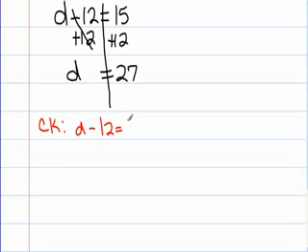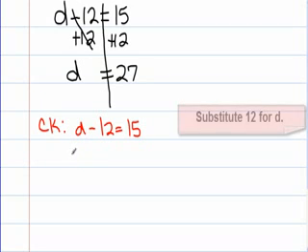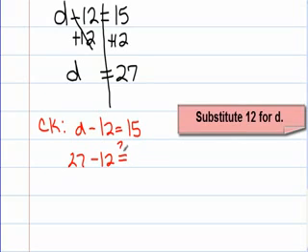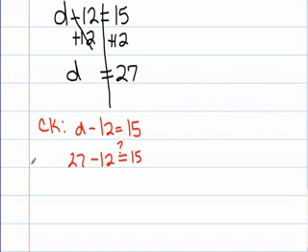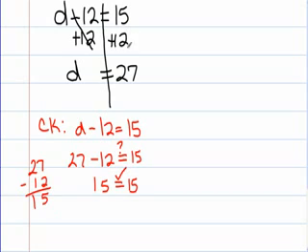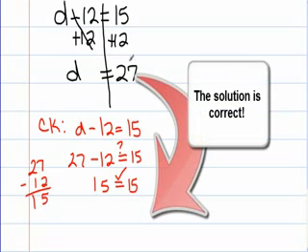D minus 12 equals 15. I said that D has to equal 27, so I'm going to plug that into my equation and check to see if that's going to give me 15. Well, if I take 27 and subtract 12, I get 15. I bring down my equals 15. Since I have the same thing on both sides, I know that my answer checks out, and my solution of D equals 27 is correct.